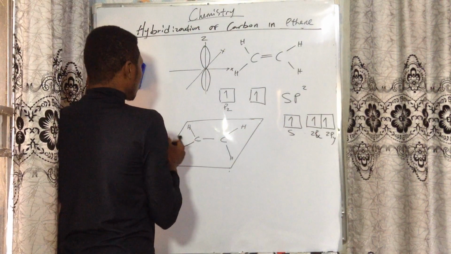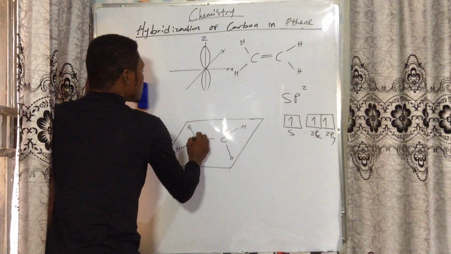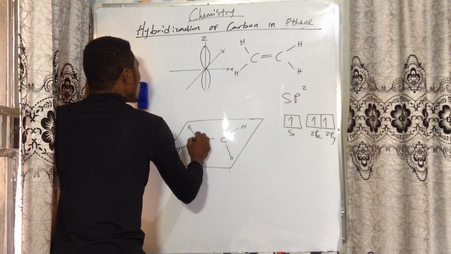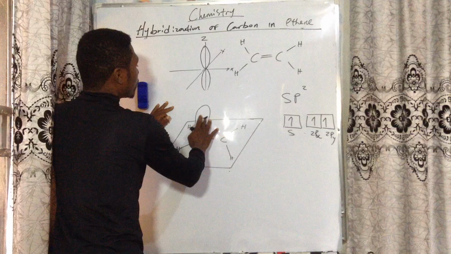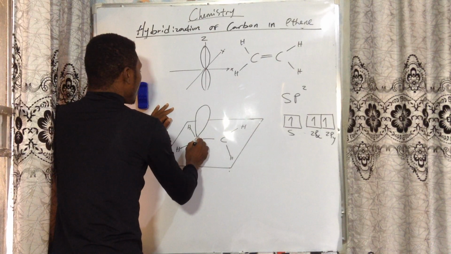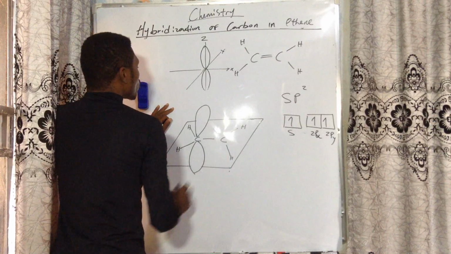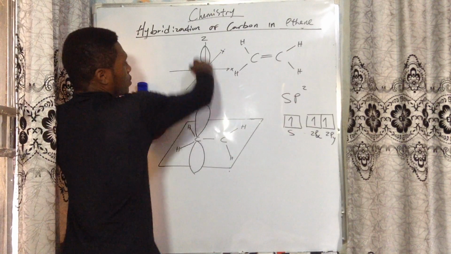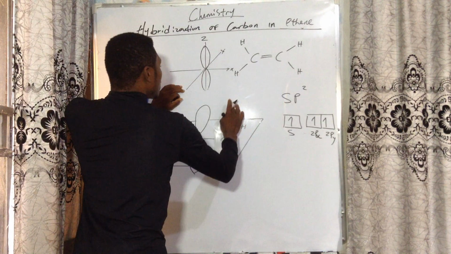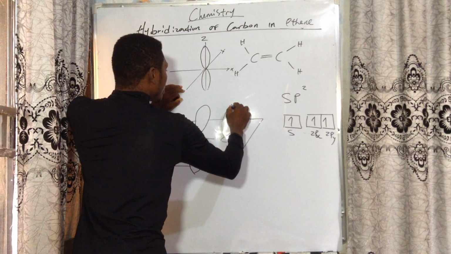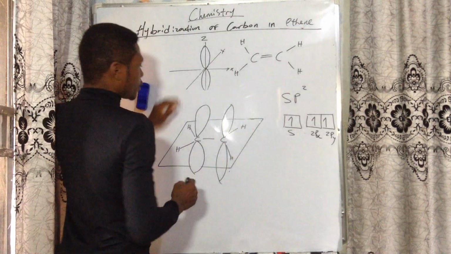Correct. Now see the pi bond. Now from this C, we have the upper part of the orbital and the lower part of the orbital. Like this. So this is up and down, the axis is up and down. For this C again, we have the upper part of the orbital and the lower part of the orbital. Good.